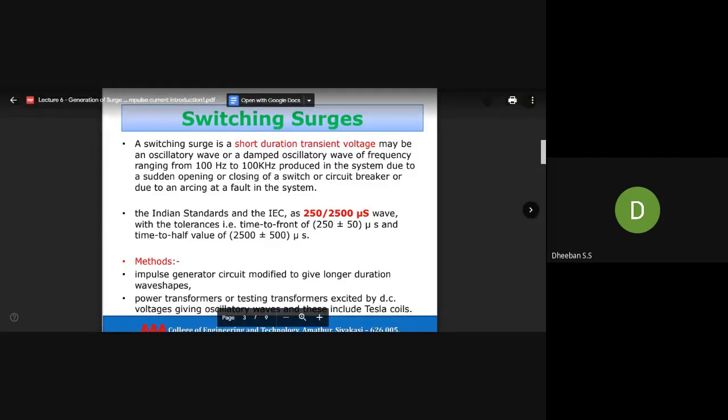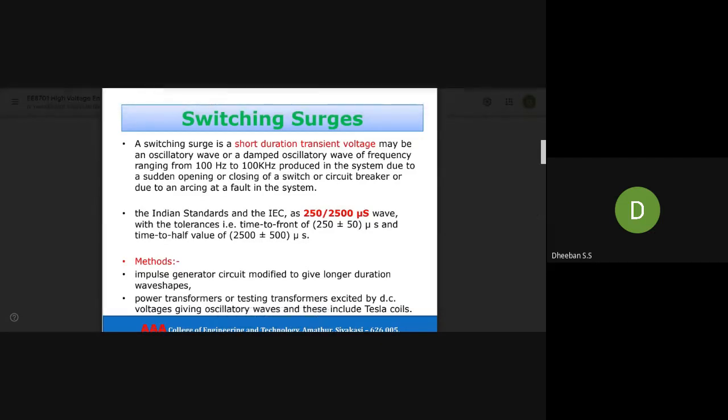So first we can get into the definition of your switching surge. What are they saying about the switching surge? Switching surge is nothing but a short duration transient voltage. Normally, the transient voltage itself will be for a very short duration, so the switching surge will correspond to a very short period.